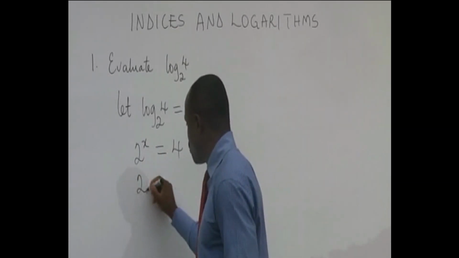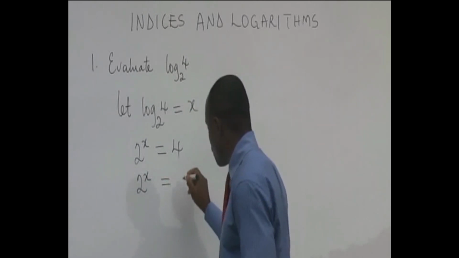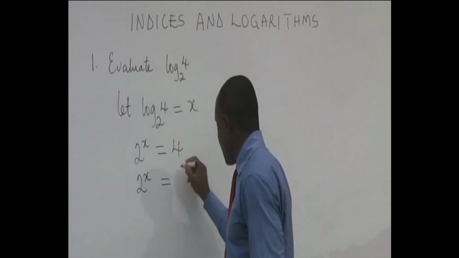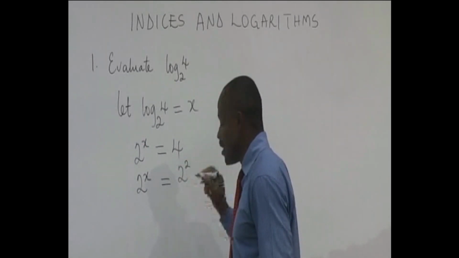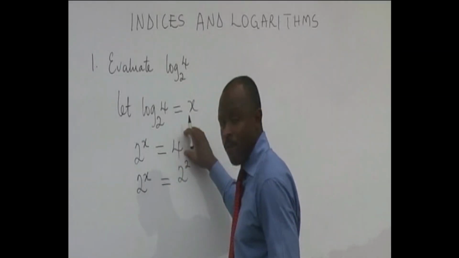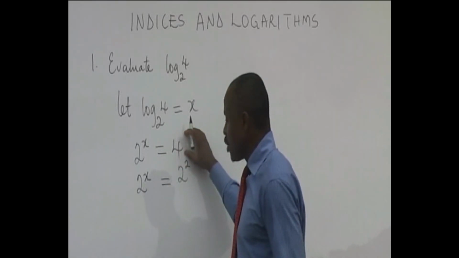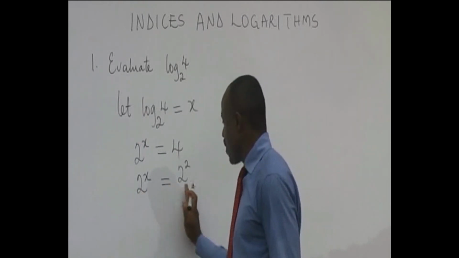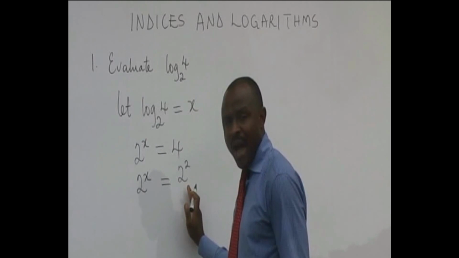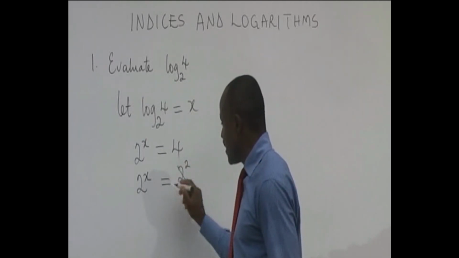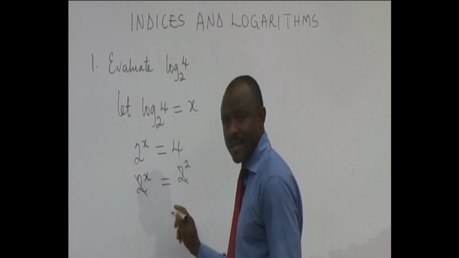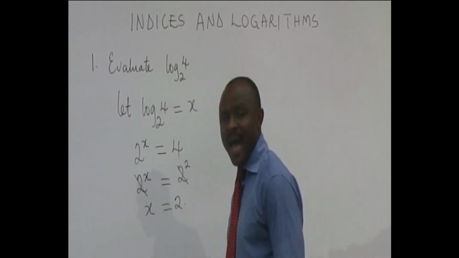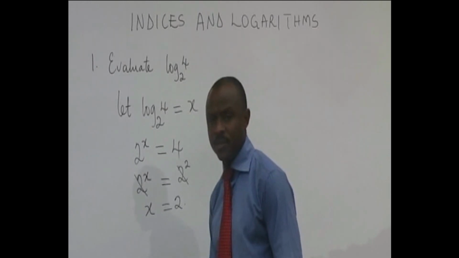You're going to have that 2 exponent x is equal to, you know that 4 is 2 times 2. That means you have 2 exponent 2 being the value of 4. As you have done this, in the left hand side you have base of 2. Likewise, on the right hand side you have base of 2. You can cancel the bases and equate the index. That gives you that x is equal to 2. And that is the answer to that question.